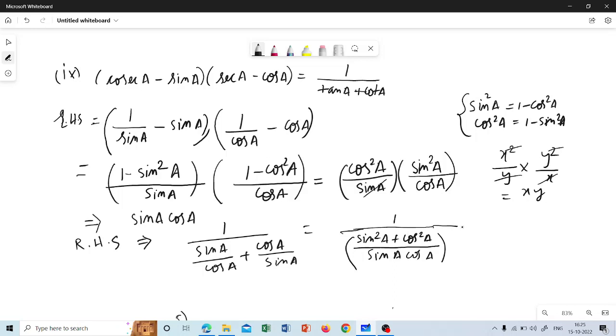So this identity again, this is 1. So 1 divided by 1 by sin A cos A. So this is nothing but sin A into cos A. So RHS is equal to LHS. So I have solved this problem. With this I have completed this problem.